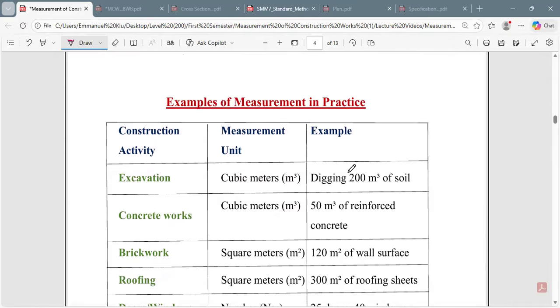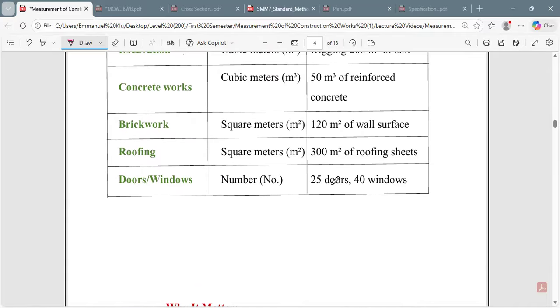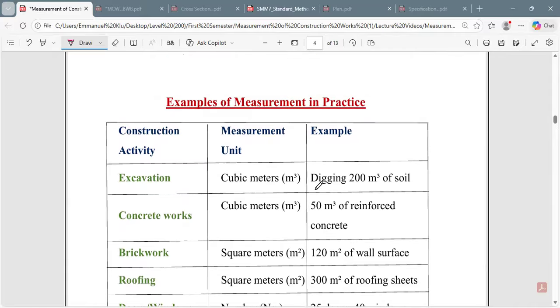These are some examples of measurements in practice. As you can see, this is a table I have developed to enhance your understanding. You can see we have excavation. Excavation work is measured in what? Cubic meters. So you have to jot down somewhere, or take a screenshot, anything that is going to help you remember in future.